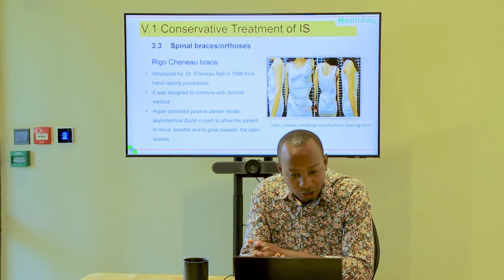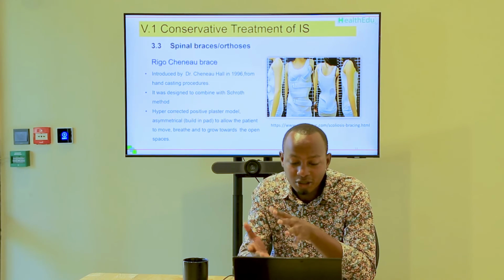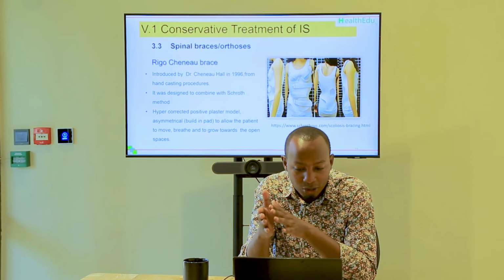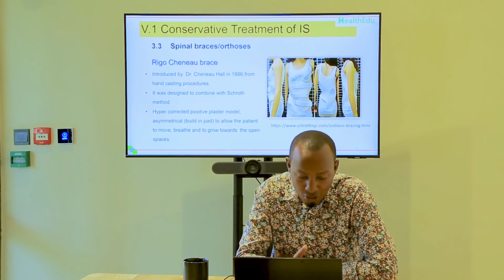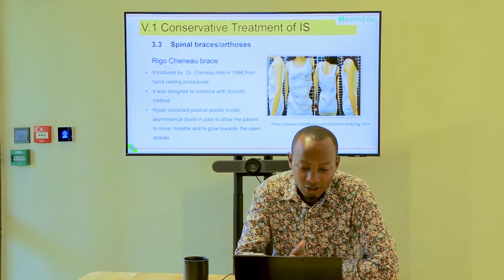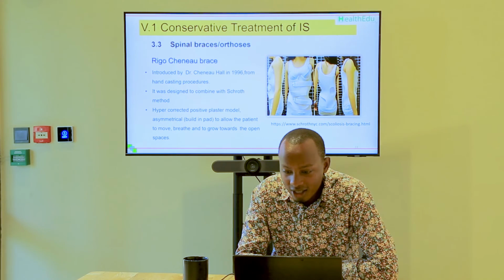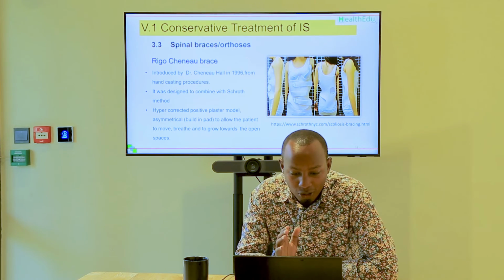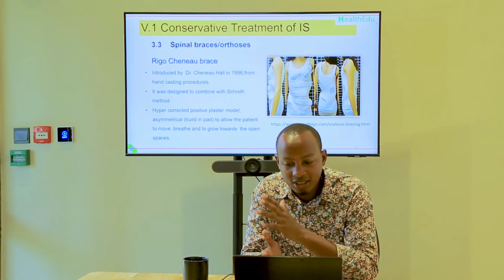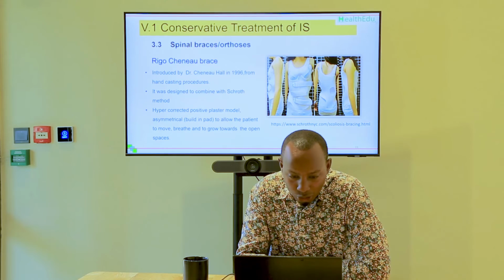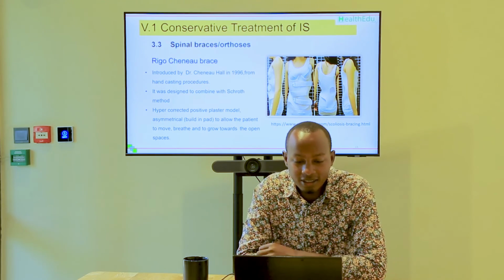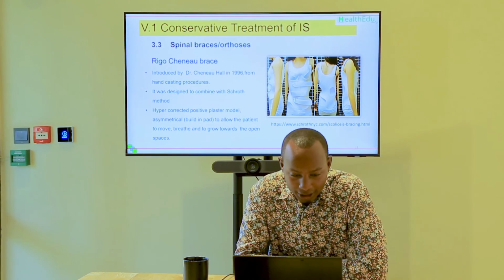So this hypercorrection is done on the positive model, with a build-up to allow the patient to move and breathe, as well as to grow towards the opening space. So this opening space on this side provides room for growth, towards the side that we want the patient to realign the spine.